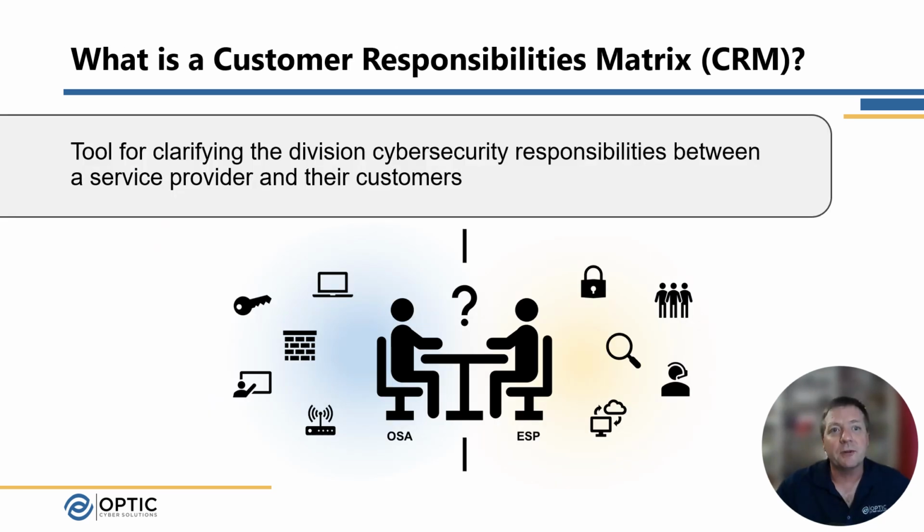A customer responsibility matrix, sometimes called a shared responsibility matrix, is a tool for clarifying the division of cybersecurity responsibilities between a service provider and their customers. A CRM specifically defines what the service provider is doing to assist their clients in meeting CMMC requirements. This allows the customer to infer and understand what they need to do to properly inherit the security capabilities and where they may need to build out additional protections to meet CMMC requirements.